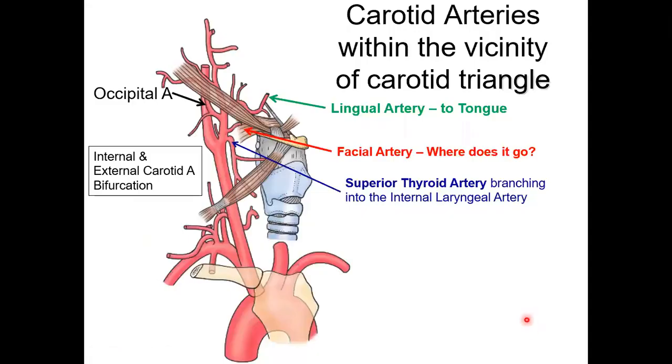Okay. Carotid arteries within the vicinity of the carotid triangle. All right, so again, here's our carotid triangle. Here's our common carotid artery, and it branches into the internal carotid and the external carotid. I just want to make this note: the internal carotid is the other major artery that contributes to the blood supply in the brain.